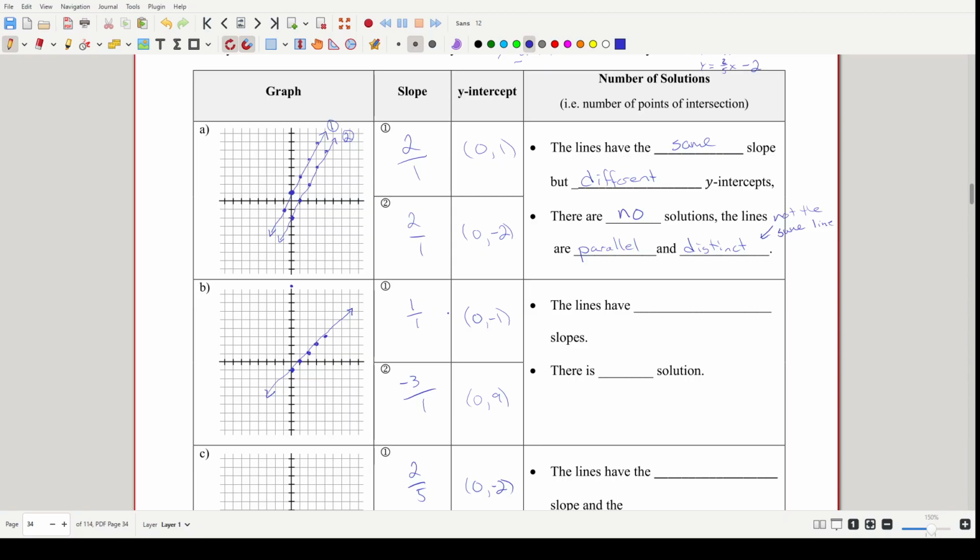1, 2, 3 over 1 right here. 1, 2, 3 over 1 right here. And we'll do one more. 1, 2, 3 over 1. So now I've got to try and draw a slope going the opposite direction. This is substantially more difficult.